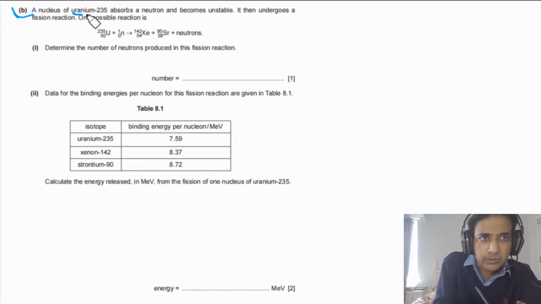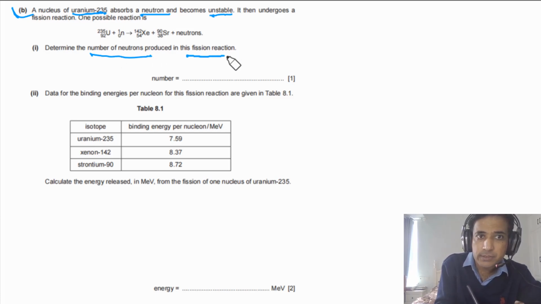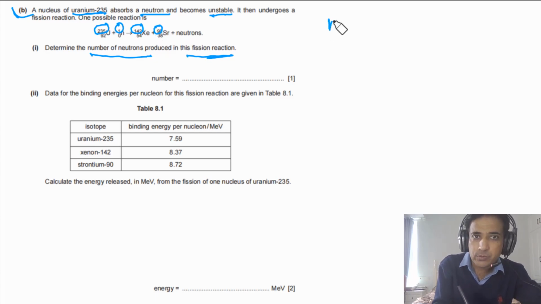Part B says a nucleus of uranium-235 absorbs a neutron and becomes unstable. It then undergoes a fission reaction. One possible reaction is shown here. Determine the number of neutrons produced in this fission reaction. Simply, we need to understand we have mass numbers here. For a neutron, we need to understand that it has no charge, but its mass number is 1. So we can say this is 0, this one is 1.